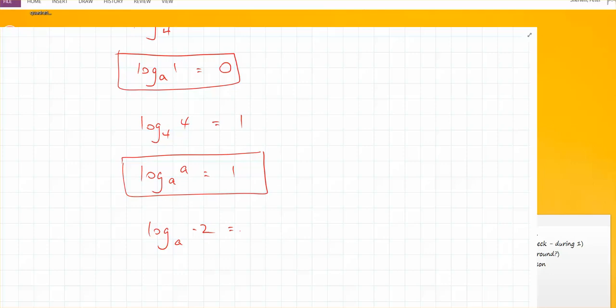We're ready now to tackle some exercises on logarithms and also some exponential graphs. See you tomorrow.